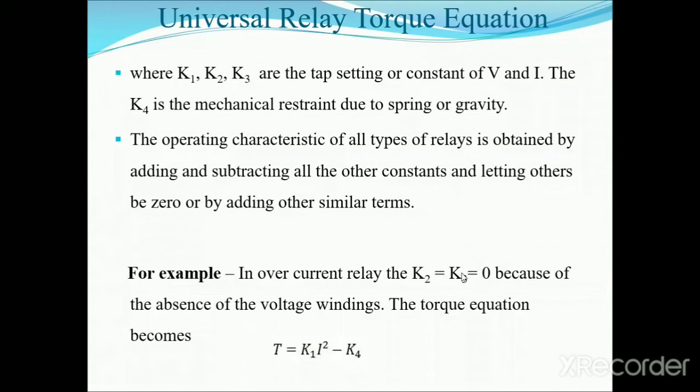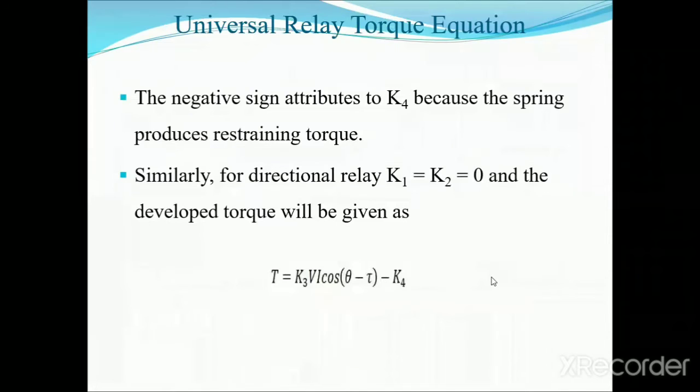Then K2 and K3 will be equal to 0. Next one is the directional relay. In the directional relay, the relay will be operated depending upon the direction of power. Power means it is the third term, that is K3 VI cos(theta minus tau). That's why K1 and K2 are equal to 0.